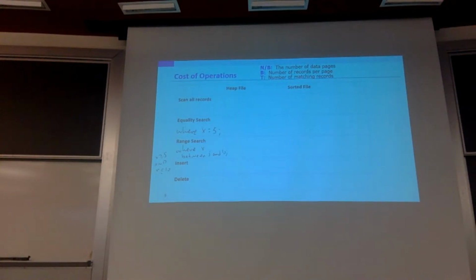Okay. So let's see what the cost of it is. For key file, it's straightforward. If you are scanning all the records, you are just reading every block once. And for sorted file, it's the same, right?